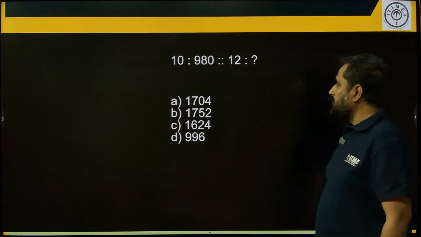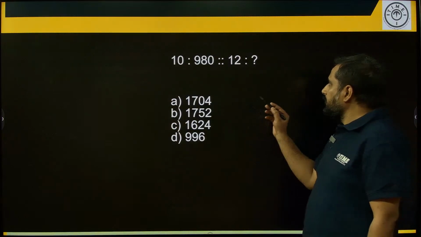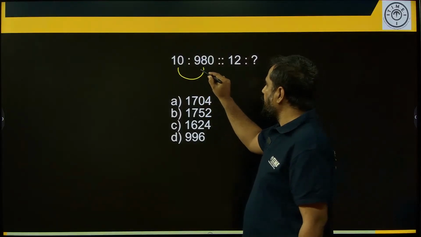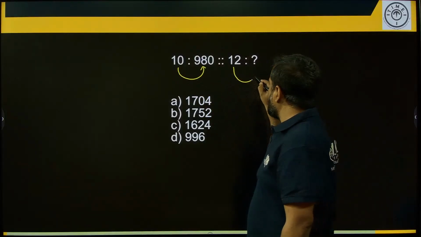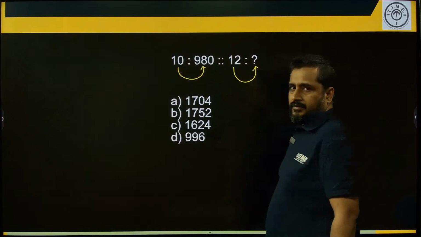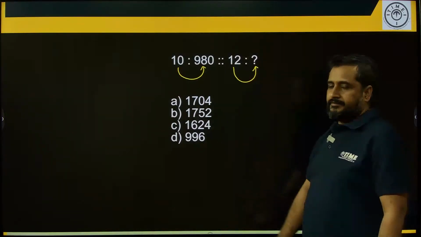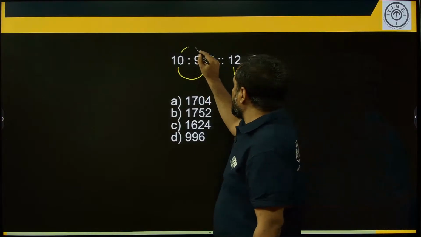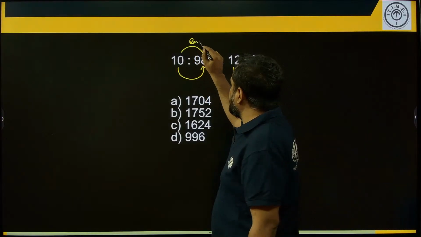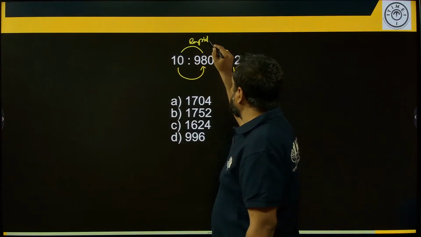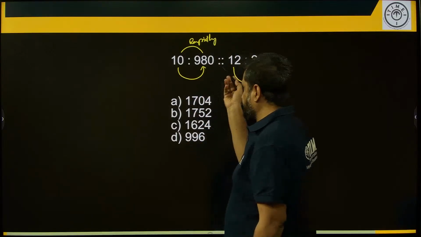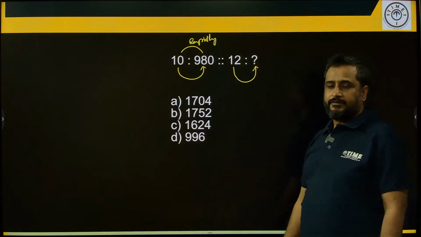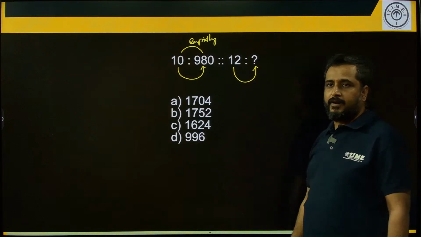Now 10:980 proportion 12:. Here also we need to identify the logic from 10 to 980, and the similar logic we have to apply from 12:. Right. 10:980. Here also the number is increasing rapidly. 10 to 980, it is increasing rapidly. Before checking the product logic, I suggest you verify for nearest to cube or anything else. 10 cube is 1000, but it is 20 less than that.